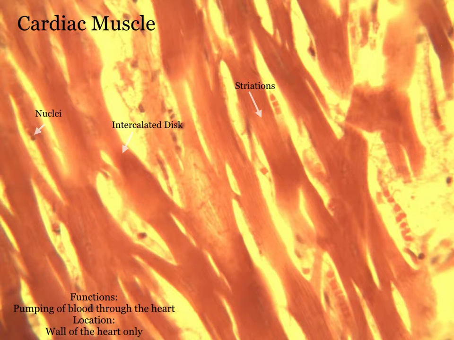Cardiac muscle tissue is only located in the heart. Cardiac muscle tissue contains striated cells joined end to end by intercalated discs. This tissue makes up the bulk of the heart and pumps blood through the heart chambers and into the blood vessels.